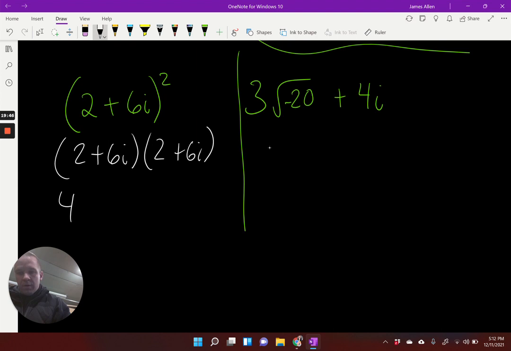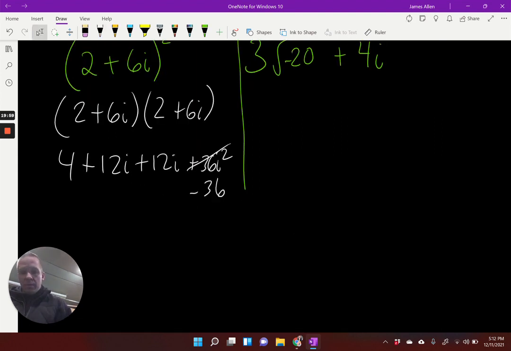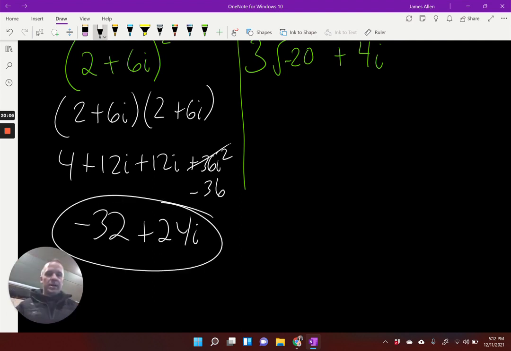So we get 2 times 2 is 4 plus 12i plus 12i plus 36i squared. What do I know about i squared? That becomes negative 36, right? It's negative 1. So now I can combine some like terms and be done with it. Negative 36 and 4 is negative 32 plus 24i, and I'm done.